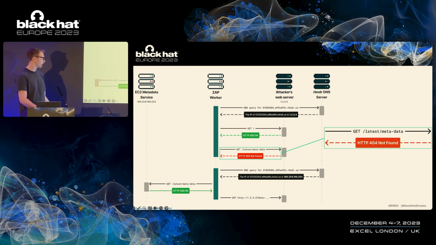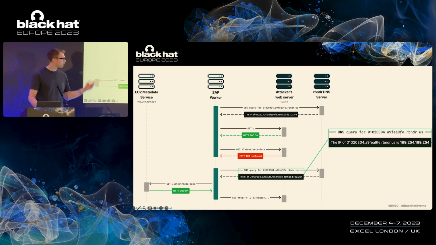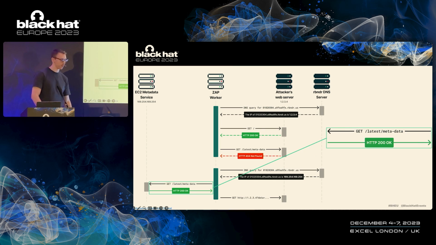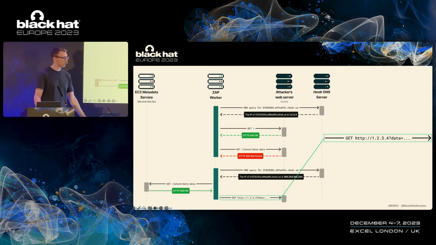So as it was clicking around, its DNS cached response expired. So it has to do another DNS lookup. The Rebinder service helpfully gives it the IP address of the metadata service. So the next request goes to the metadata service here on the left, and we get the response. We can read it in JavaScript. And in theory, we can just send it off back to our web server. We have it in a JavaScript variable.